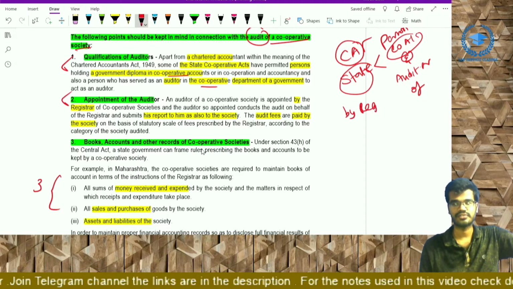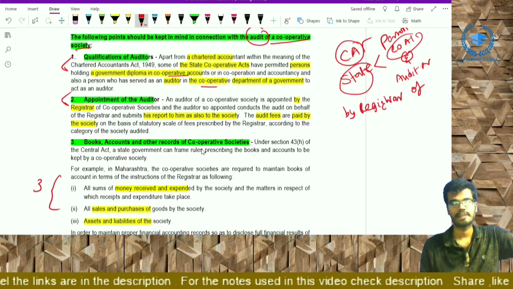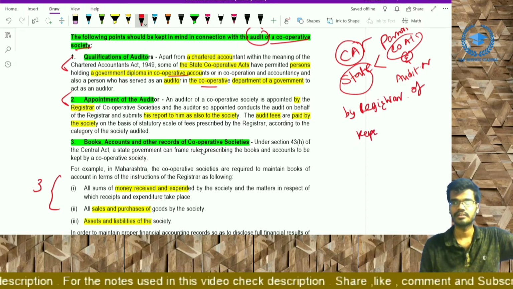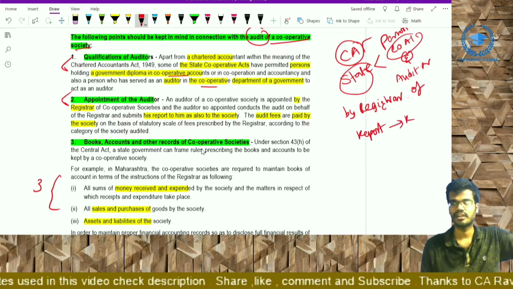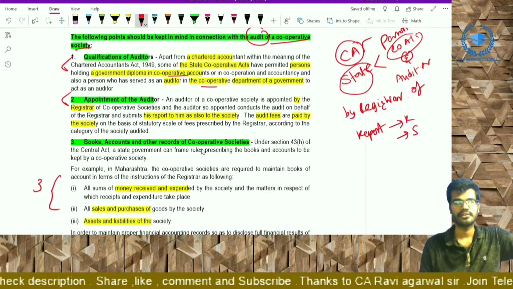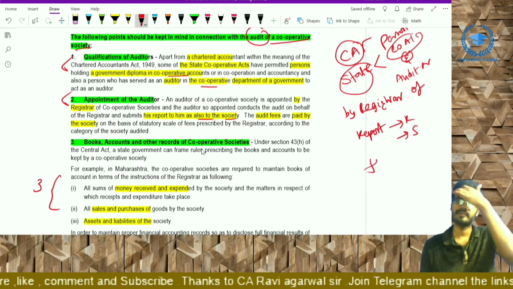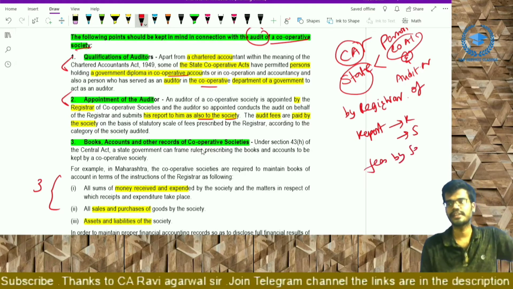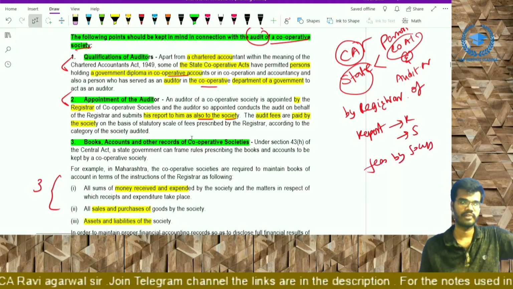Appointment of auditor by the registrar. And the report will be sent to whom? The report of the auditor goes to the registrar and the society. Right? To the registrar and society. Audit fees will be paid by the society. Right, this is the appointment of auditor point.